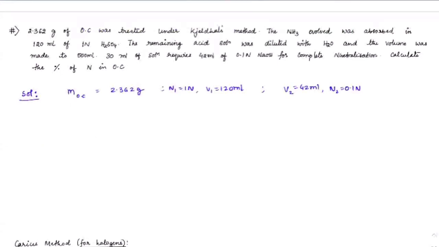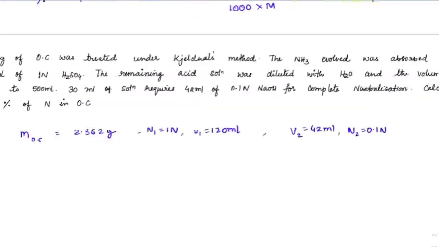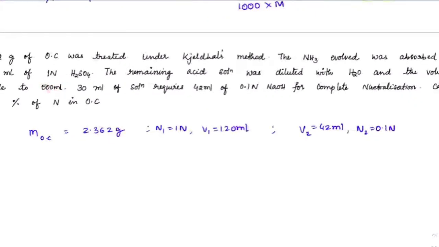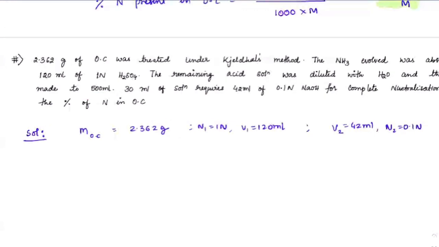Sir, 68.6%. No, beta. Check again. Some mistake there. One mistake which you have to be careful with: this volume V2 was diluted again. So make sure while you are substituting the number of equivalents, you do it for 500 ml. Out of those 500, 30 ml was utilized.